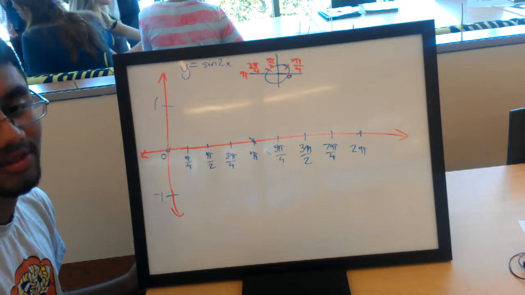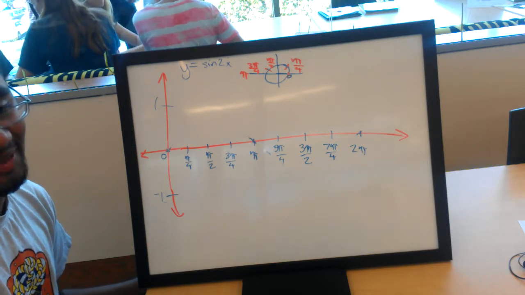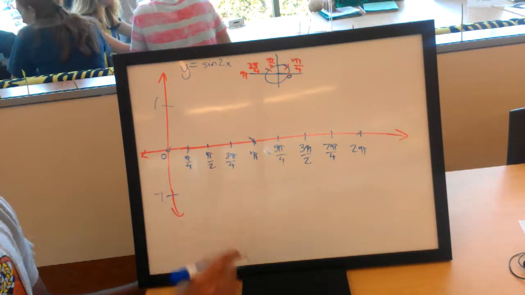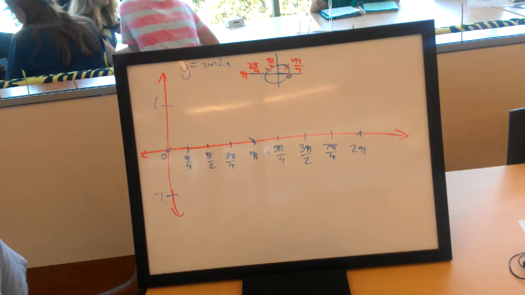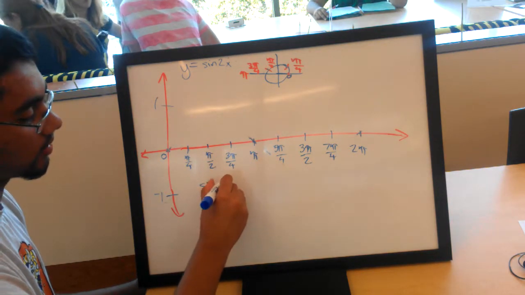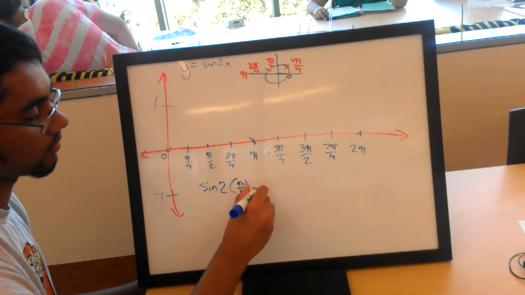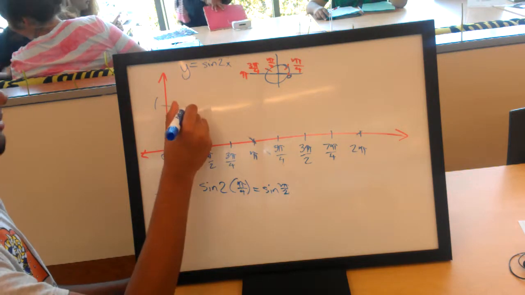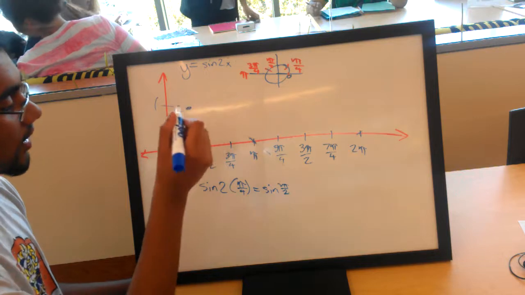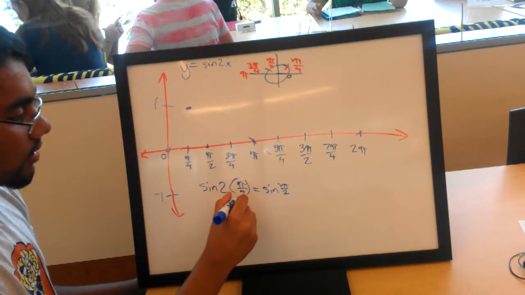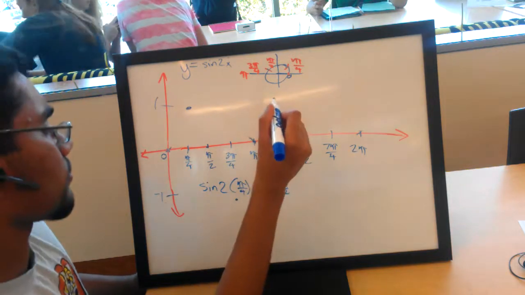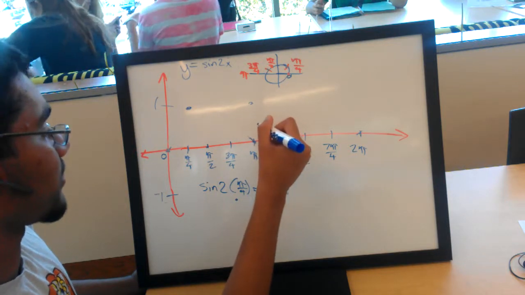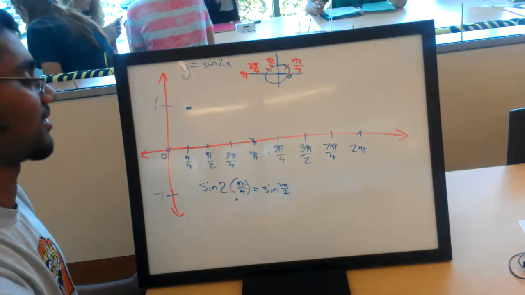But how about at pi over 4? Is it root 2 over 2? What is sine 2x at pi over 4? Sine 2 times pi over 4. Yeah, and so now sine pi over 2 is 1. So yeah, it's skinnier. And so now this is going to go back here, and here, and here. You can probably draw a better graph, but I just skipped everything.